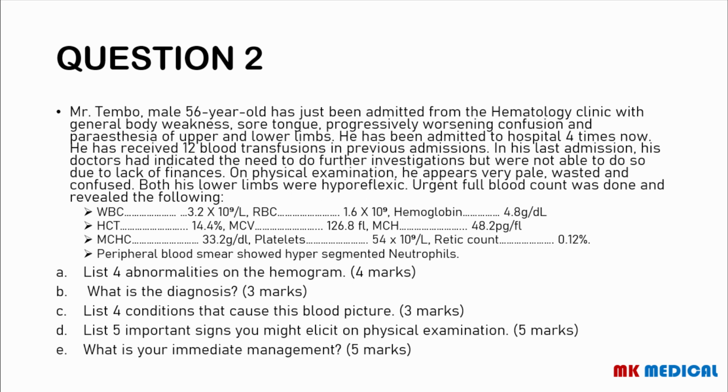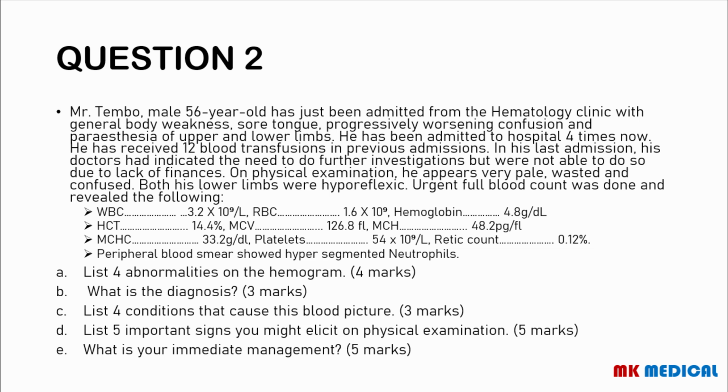So question 2. Mr. Tembo, male 56, has just been admitted from the hematology clinic with generalized body weakness, sore tongue, progressive worsening confusion, and paresthesia of the upper and lower limbs. He has been admitted to hospital 4 times now. He has received 12 blood transfusions in the previous admissions. In his last admission, his doctors had indicated that he needed to do further investigations, but were not able to do so due to lack of finances.